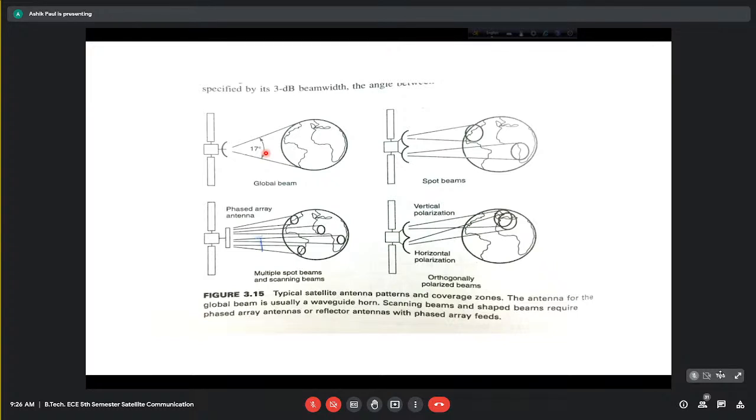17-degree beam width. But of course, those who will be doing your projects, perhaps on antennas, you will understand that a 17-degree beam width is a very big one. Okay, it's not easy to design an antenna with a beam width of 17 degrees or so.